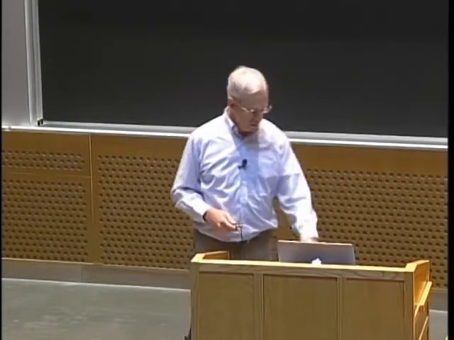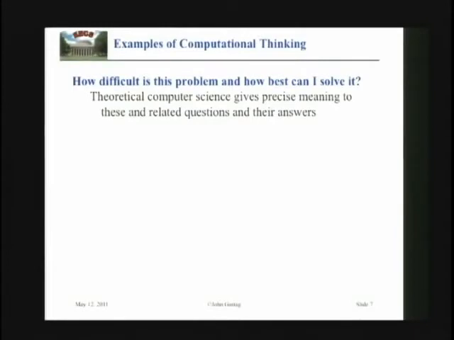So, some examples of computational thinking. How difficult is this problem, and how best can I solve it? And that's what theoretical computer scientists spend their time thinking about. They try to give precise meanings to these kinds of questions so that we can ask them in the context of, say, random access machines or parallel machines, or more lately, quantum machines. How do we formulate those questions precisely, and how can we answer them?